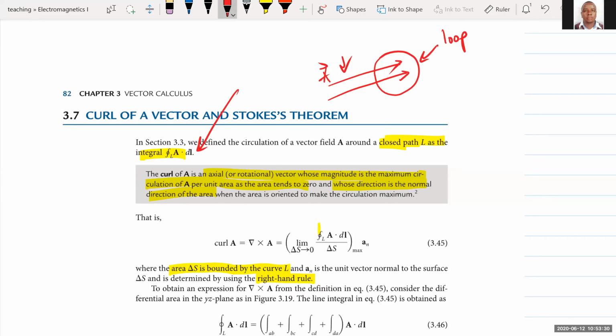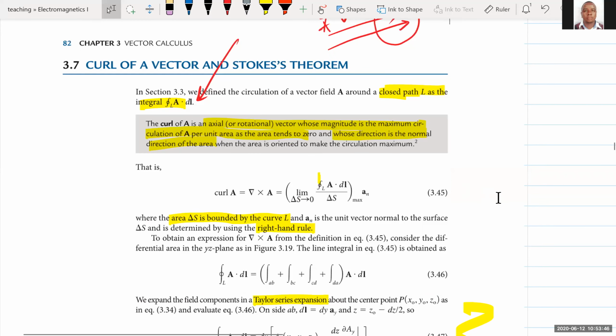So we want now to define curl of a vector. I am not sure if we had not done that. I think we had already defined the curl of a vector. Yeah, we did. But again, it doesn't harm if we just repeat it. We said that the curl of A is an axial or rotating vector whose magnitude is the maximum circulation of A per unit area as the area tends to zero, and whose direction is the normal direction of the area when the area is oriented to make the circulation maximum.